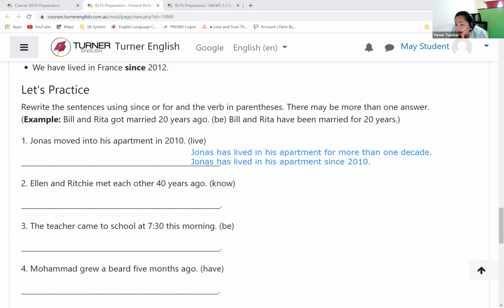Each other, 4, okay, Jaya, where is your time marker here? So Ellen and Richie have known each other for more than 40 years. Don't forget your time marker. Have known each other for 40 years. Yes, have known each other for 40 years.